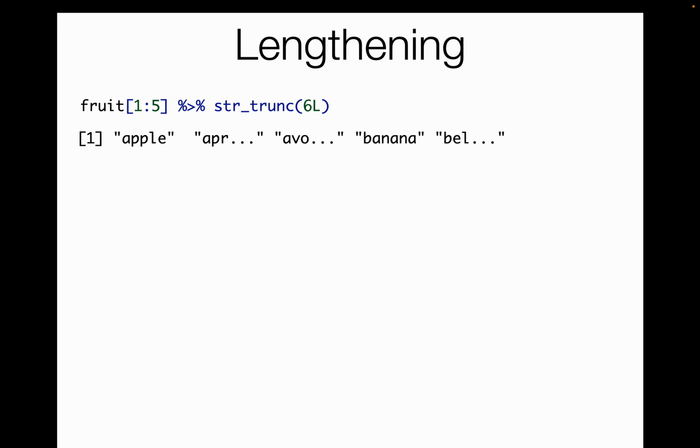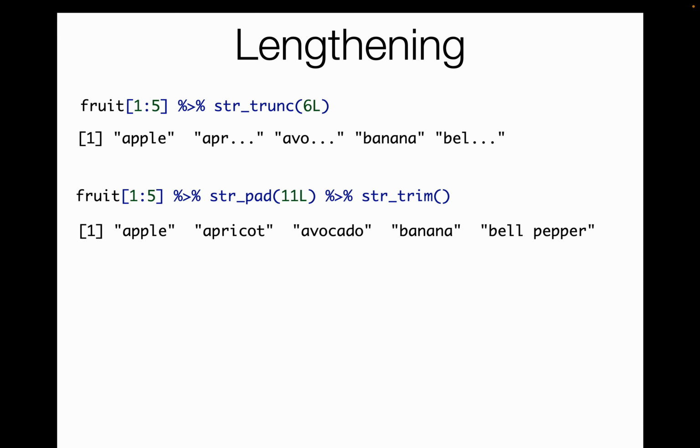Okay, and so you might want everything to be short, and so 6 or less. And so if it's longer than 6, it's going to cut it off to the 3 and then ... Yeah, okay. And then there's str trim, and so I take my padded stuff. So I have the 5 elements. I pad them to make sure everything is of length 11, and then trim is the opposite. It trims white space or trims extra space.